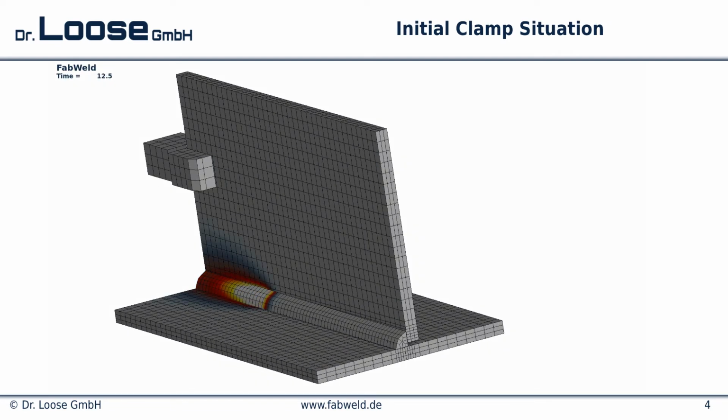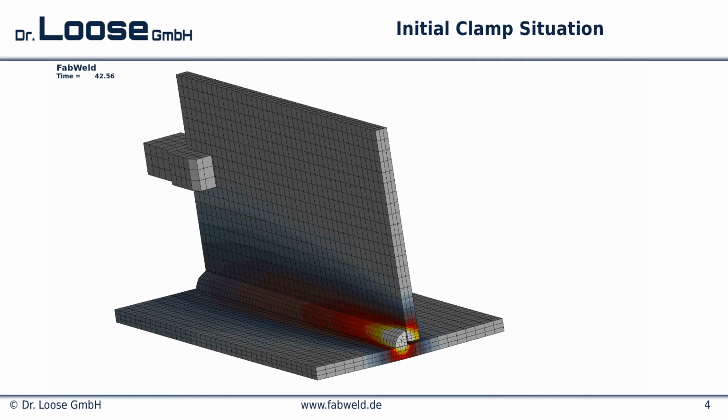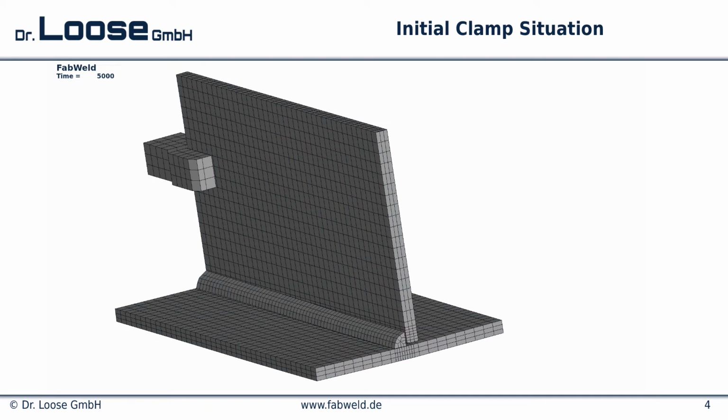We first consider the initial situation. In the unwelded state, the plates move freely against each other. A gap is clearly formed here. As soon as the weld pool passes, the movement between the filler metal and the component is frozen.